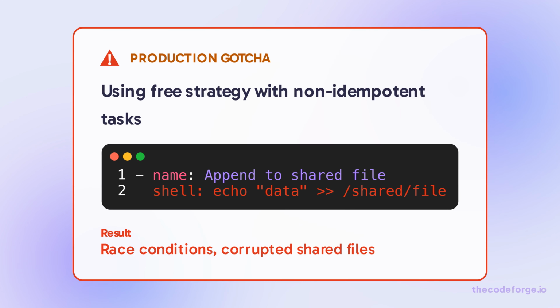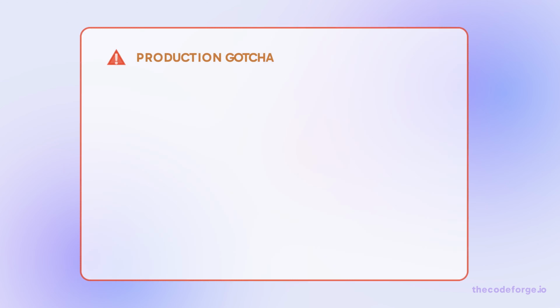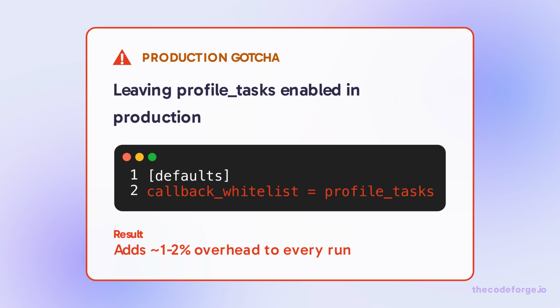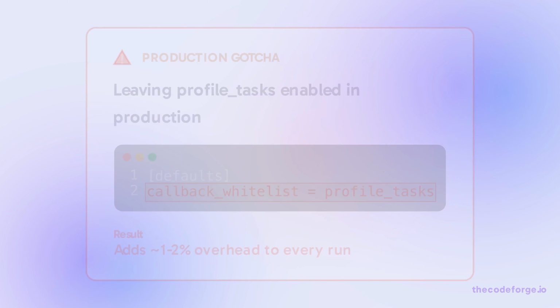Free strategy can expose non-idempotent tasks. If two hosts write to a shared file concurrently, you'll get corruption. Ensure tasks are idempotent before switching to free. The profile_tasks callback adds overhead. Remove it from ansible.cfg for production runs to avoid performance impact.